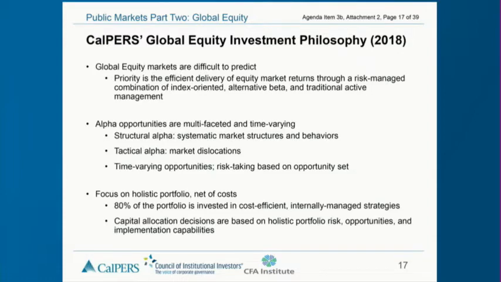So the global equity investment philosophy of CalPERS is really, they are very difficult to predict. We've talked about that. The alpha opportunities are multifaceted and time varying. They do change, so you have to be very nimble if you're going to invest globally, particularly in emerging markets where you do see more volatility and more cyclical shifts. But you can take advantage of that as well. There is a good portion of the job of global equity investing, which is looking for opportunities in terms of cyclical changes which occur. Focus finally on holistic portfolio net of costs, and just mentioned 80% of the portfolio invests in cost-efficient, internally managed strategies. Now I'll let Ben and Dan talk a little bit about that, why that's the case.